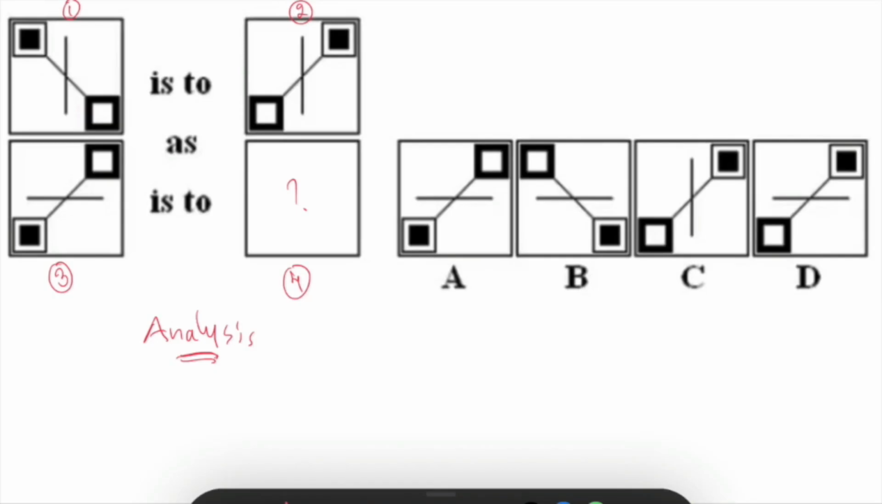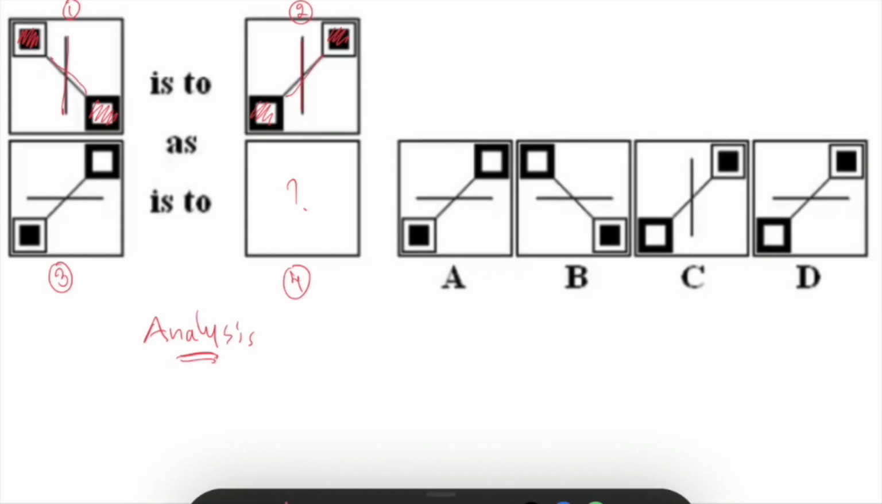Okay, we will start with analyzing the relation between pattern 1 and pattern 2. See, we have this square opposite to this square. That's great. This square is in the outer position and this one is in the outer position. We have here a vertical line, vertical line. We have here a diagonal line, a diagonal line.